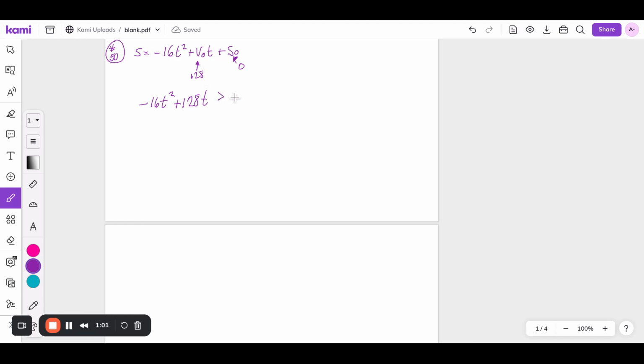Exceed means greater than 128 feet. So we're going to do the same thing. We're going to bring this over because remember, you can't factor until this inequality has a 0 on one side. So you're going to subtract that over to the other side.